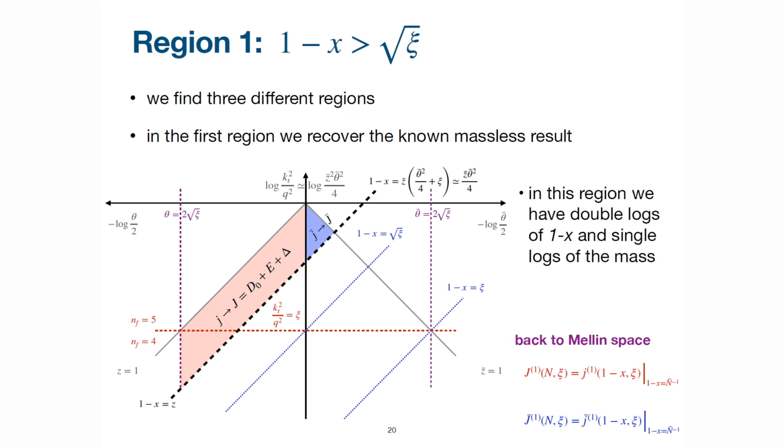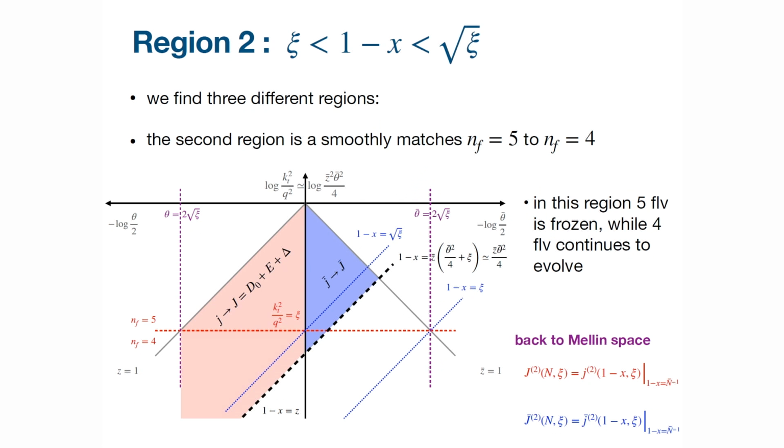and it's essentially a massless calculation. In particular, if you look at this blue triangle, this blue triangle is far away from anything that has to do with the masses, this line and this line, and so it's a massless calculation, so it has double logs, as we found at the beginning. Now you lower your observable, and you enter this intermediate region. 1 minus x is between square root of psi and psi.